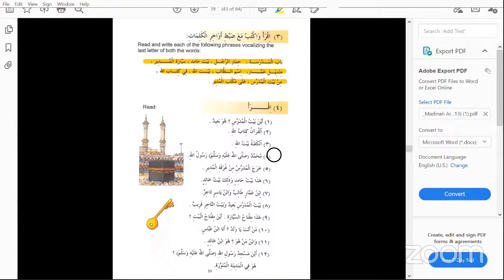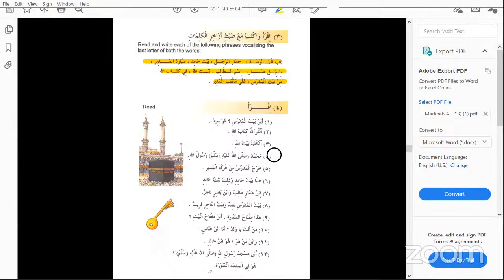Correct. Baitul Mudarrisi Ba'idun. The teacher's house is far. Wa Baitut Tajiri Kharibun. And the merchant's house is near. Haza Miftahu Sayyarati. This is the car keys. Aina Miftahul Baiti. Where are the house keys? Excellent. Jazakallah, sister. Thanks.